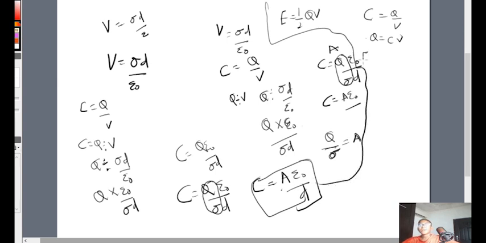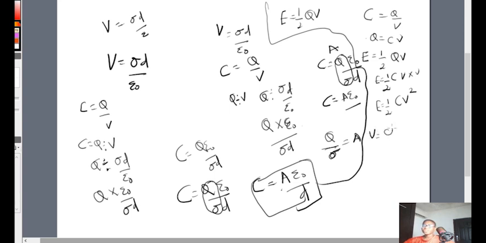So we have that our E is equal to 1 over 2 QV. Putting this in this equation, E will be equal to 1 over 2. What is our Q? That's CV, right? Multiplied by the V that was there before. So E can also be 1 over 2 CV squared.